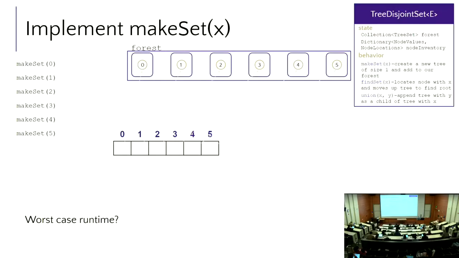Worst case runtime, O of 1 to make a new thing. You make a new item, you throw it into the collection of sets, and you add a pointer to our dictionary of node inventory.